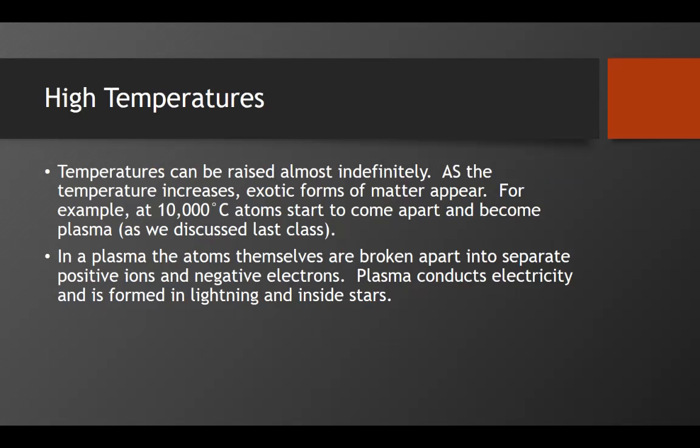Now, temperatures can go up, as I mentioned before, almost indefinitely. As the temperature increases, we get these exotic forms of matter, our different types of plasma. And we know that at 10,000 degrees Celsius, atoms start to come apart to become that plasma. In a plasma, the atoms themselves are broken apart into separate positive ions and negative electrons, and they flow around in kind of a soup. And it conducts electricity and is formed in lightning and inside the stars. But the low end is set at absolute zero.